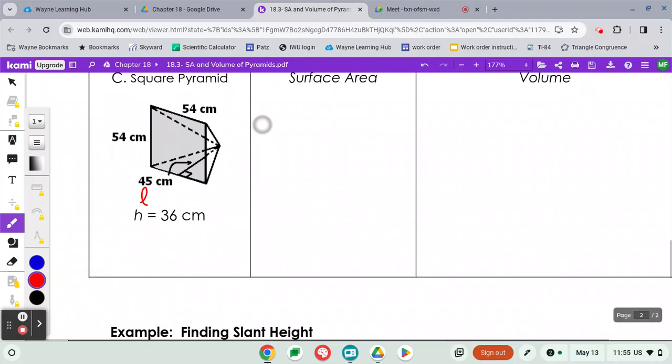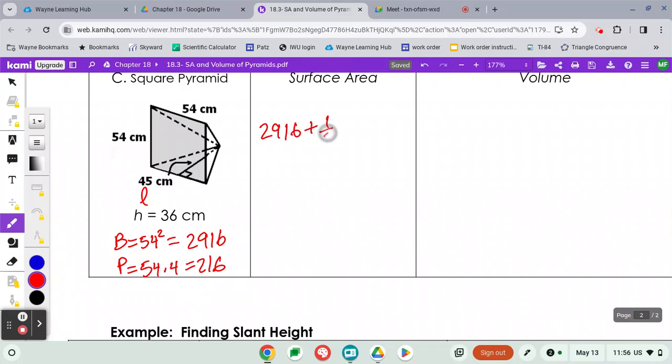Our base is 54 squared, right? That would be the area of the base. What does that give us? Let's do that. Yep, 2,916. Good. And then your perimeter is, how many sides does our base have? And what is each side? Yep, so 54 times 4. So then we do the area of the base plus 1/2 times the perimeter times the slant height.